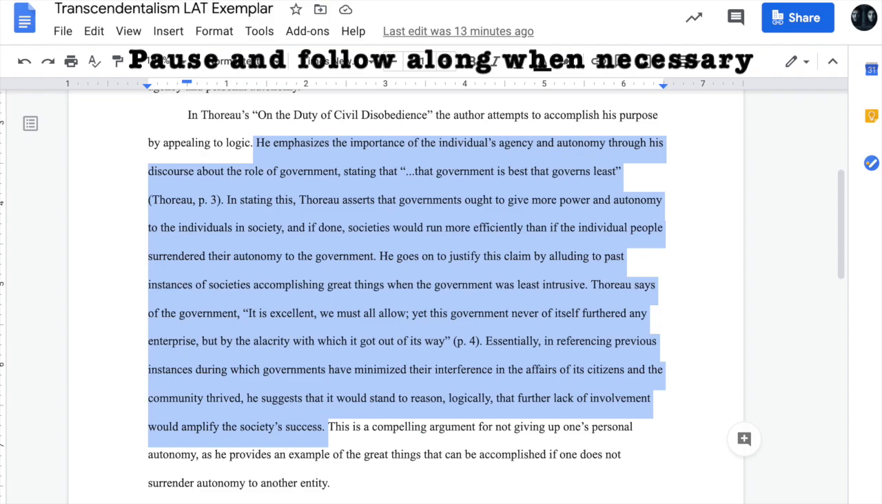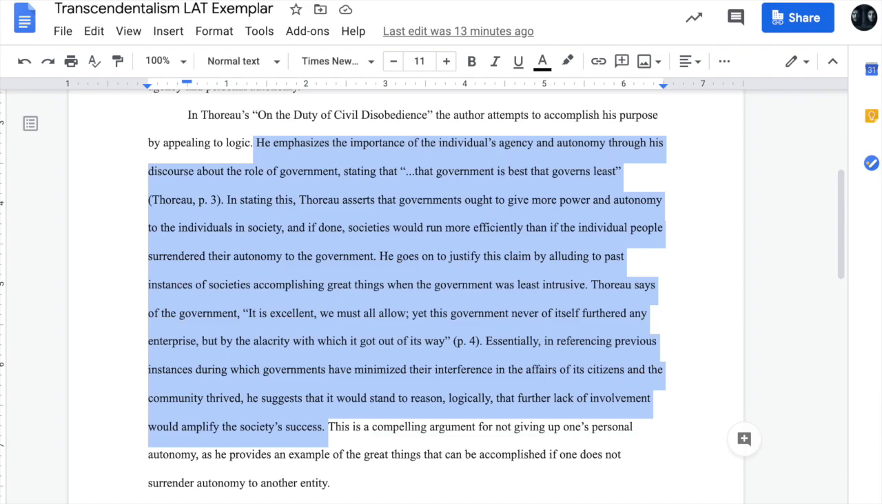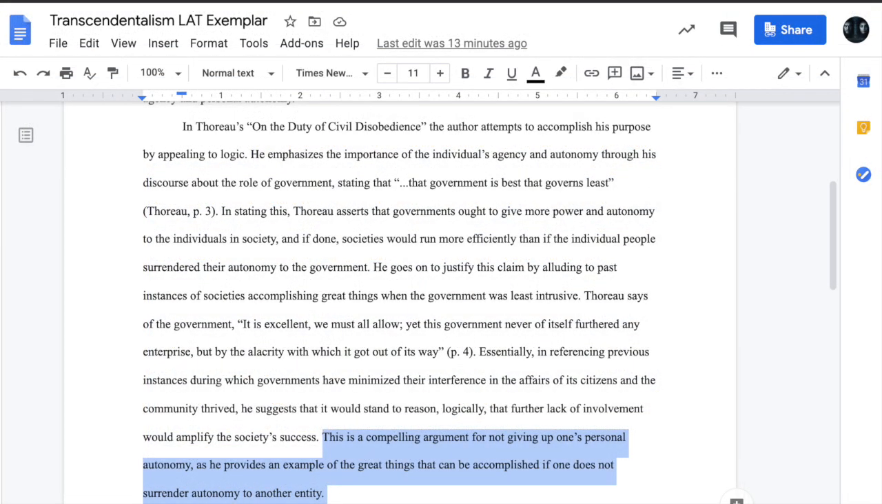I also provided an extended definition of sorts again, as I am interpreting the quotes that I am about to introduce. Then I provide the quote itself. And in the following sentence, which is the second to the last sentence of this paragraph, I explain how this quote is an example of logos. And in the last sentence, I addressed the part of the prompt that asks us to evaluate the author's use of the rhetorical device, stating that it was effective and how I thought it was effective.